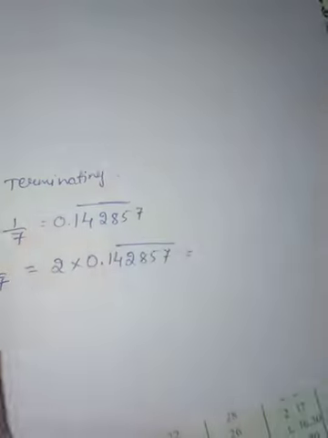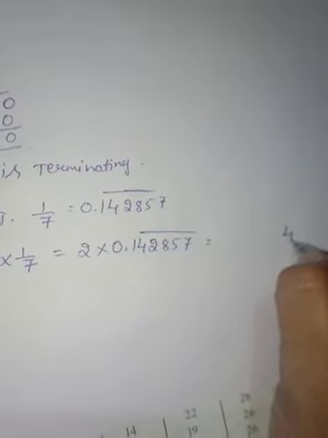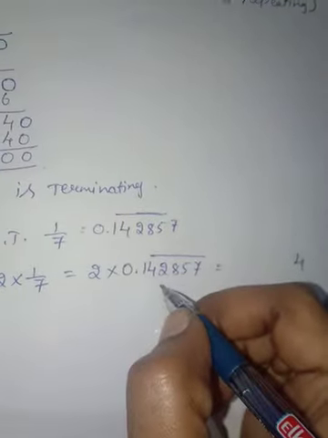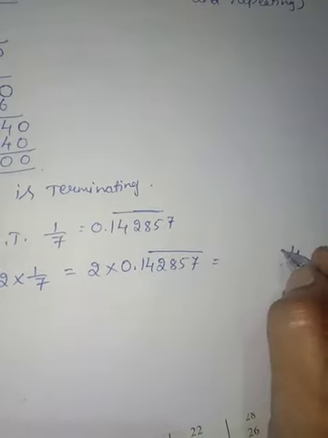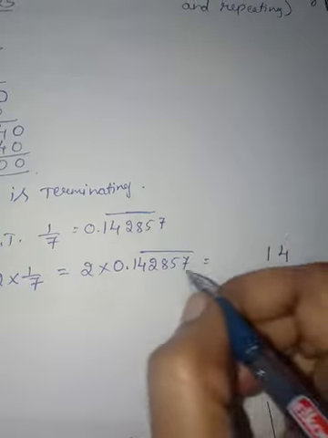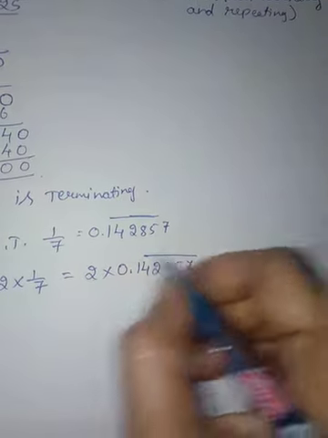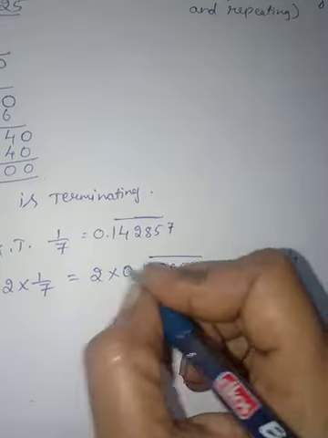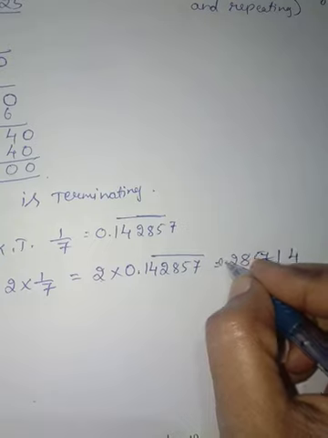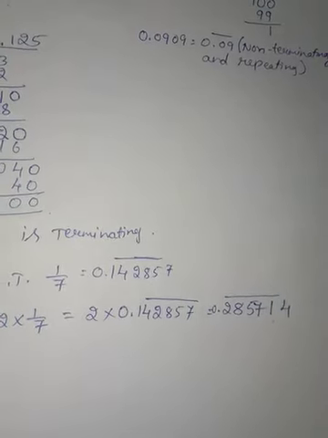Then what are you going to get? 7 twos are 14, 4, 1 carry, 5 twos are 10, 10 plus 1 is 11, 1 carry, 8 twos are 16 plus 1 is 17, 1 carry, 2 twos are 4 plus 1 is 5, 4 twos are 8, 2 ones are 2, then 0. Okay, this is the value of 2 by 7.